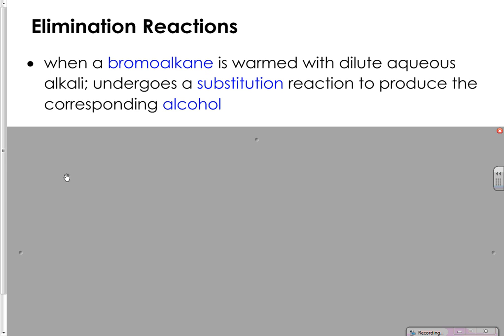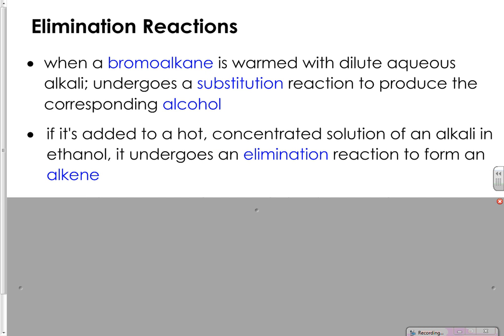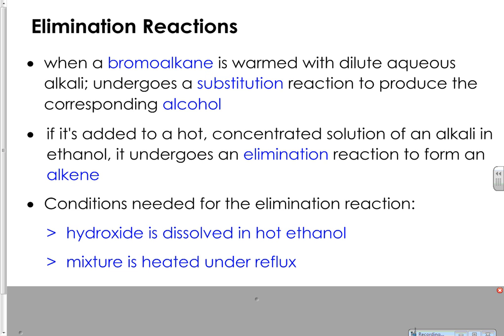But if you change the conditions just a little bit, if the base is very hot and very concentrated, then it's undergoing an elimination reaction to form an alkene. So you're going to take something that had a single bond and eliminate one of those to make it a double bond. So let's look at how that happens. The reaction, or the conditions needed for this to happen.